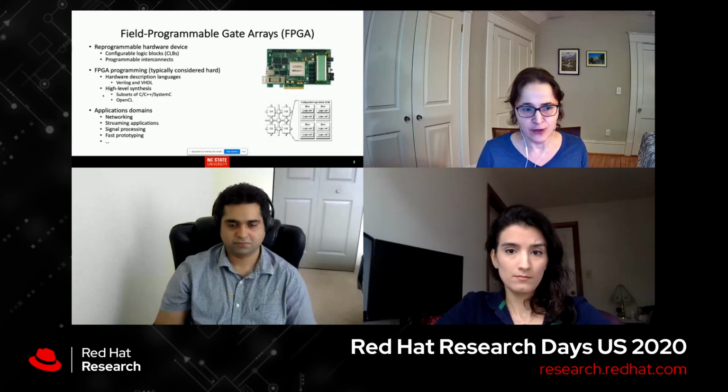So from the point of view of application domains, FPGAs have been used successfully in networking, where they have been used to accelerate the networking pipeline and implement programmable network routers. And in general, FPGAs are good for streaming applications because you can think of streaming data on the FPGA and then implementing hardware pipelines on the FPGA that can do fast processing on the data.